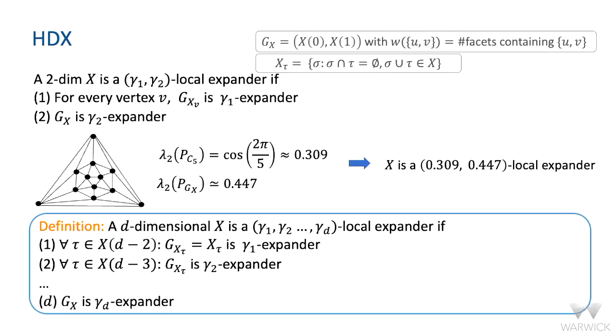Now you can generalize this to d dimensions, and we say a d-dimensional complex is a (gamma 1, gamma 2, up to gamma d) local expander. So you start with faces of codimension 2, or dimension d minus 2. For those, you want the link, or the one skeleton of the link, to be a gamma 1 expander. Then you look at faces of dimension d minus 3, or codimension 3. You want their one skeleton to be a gamma 2 expander. You go all the way down to the one skeleton of the whole complex. You want that to be a gamma d expander.